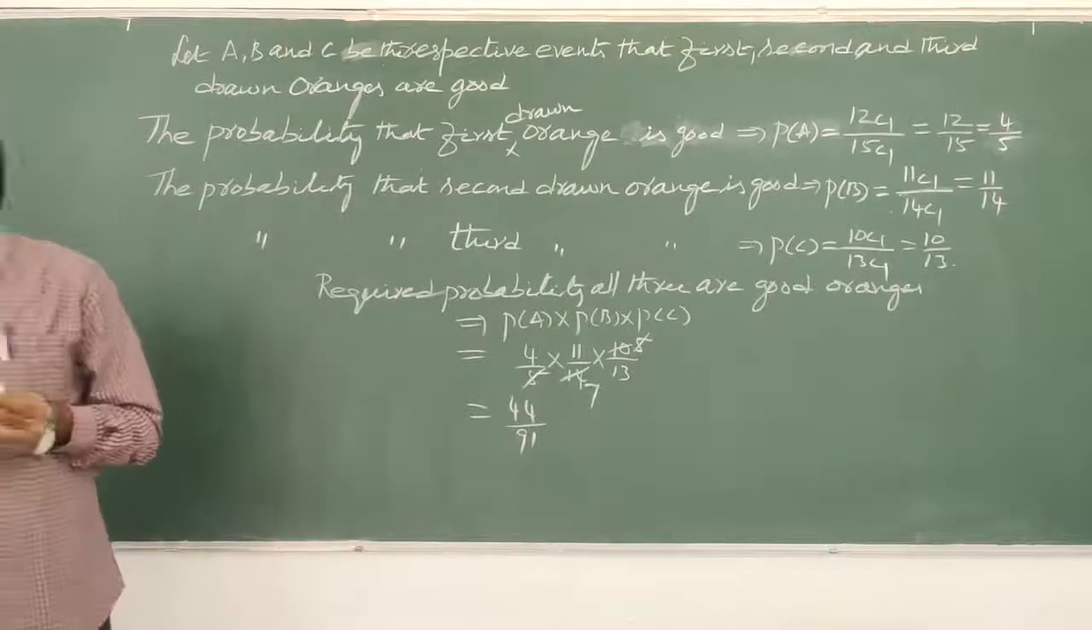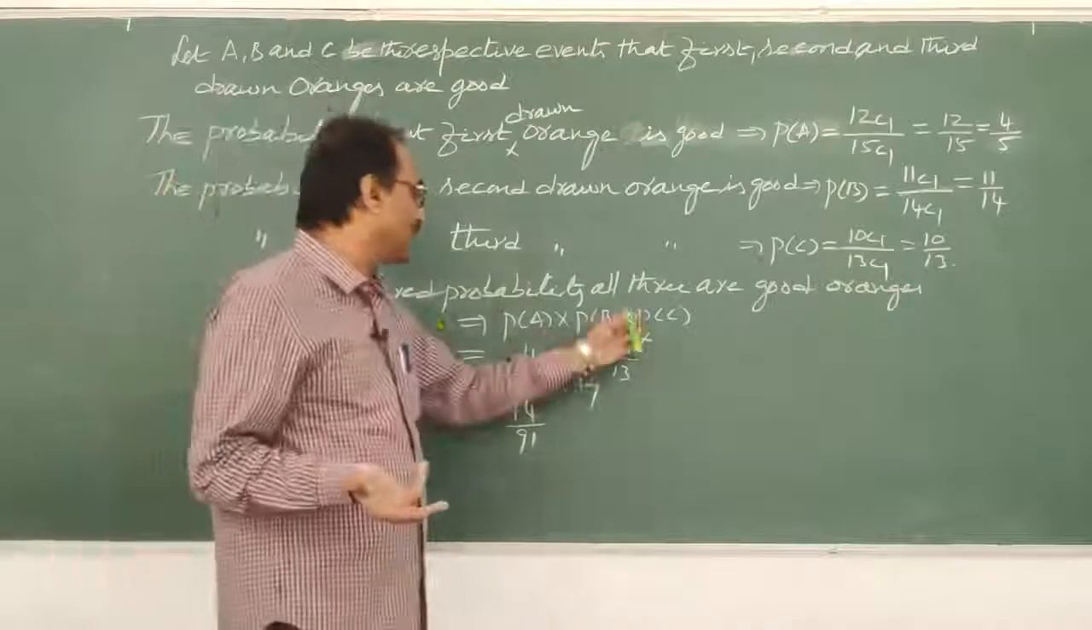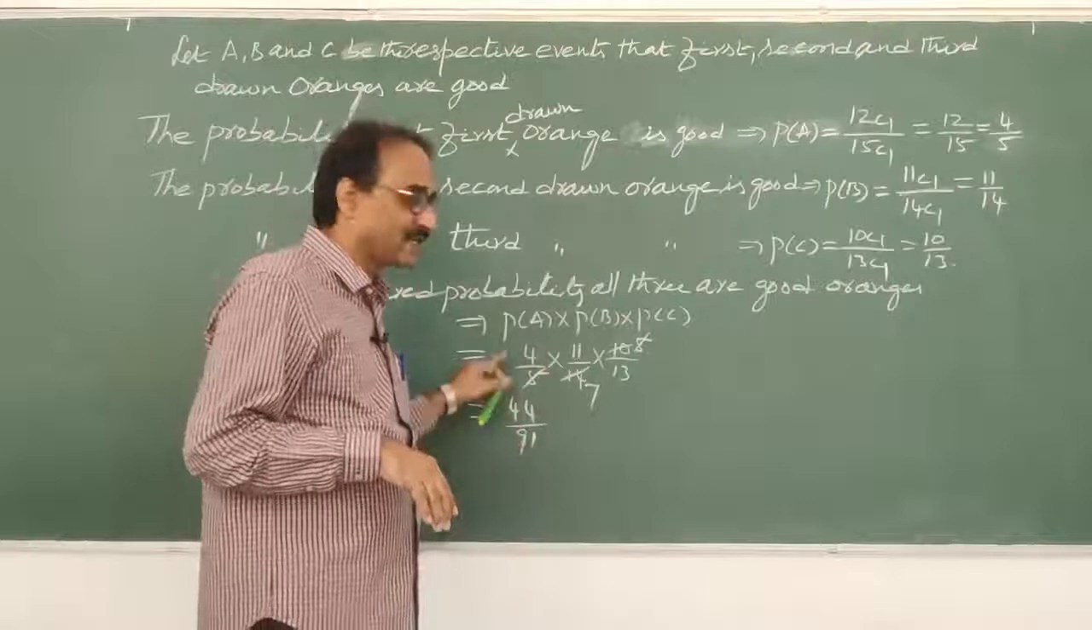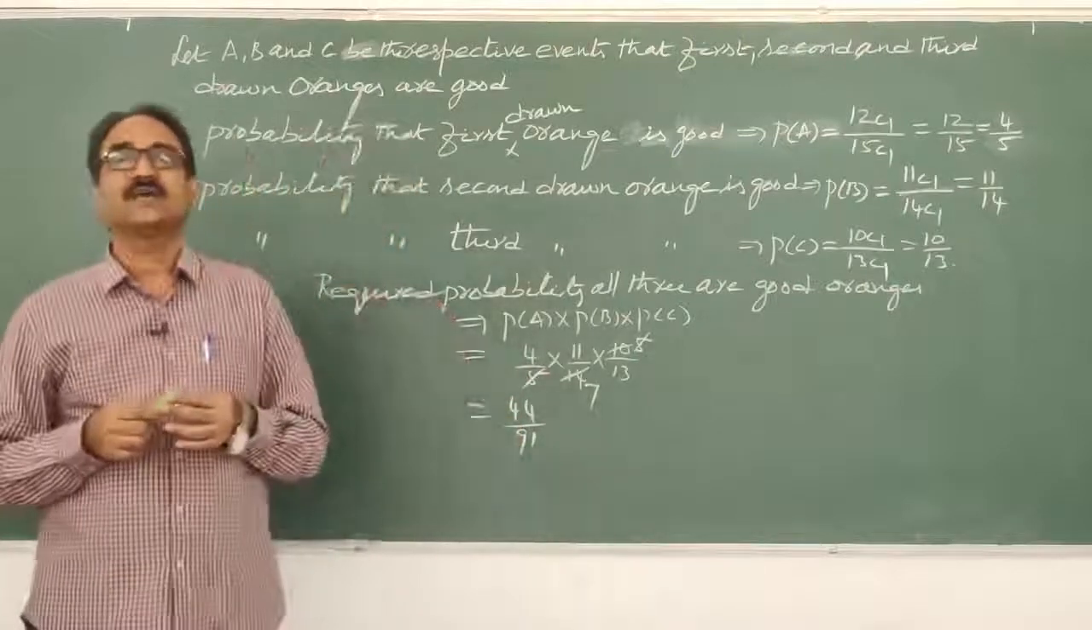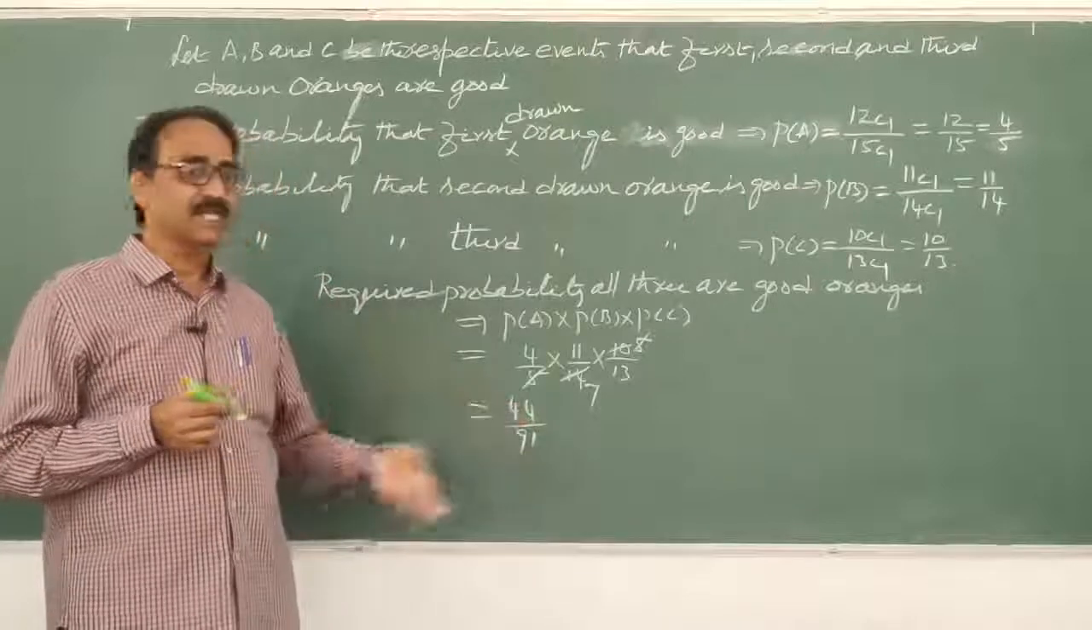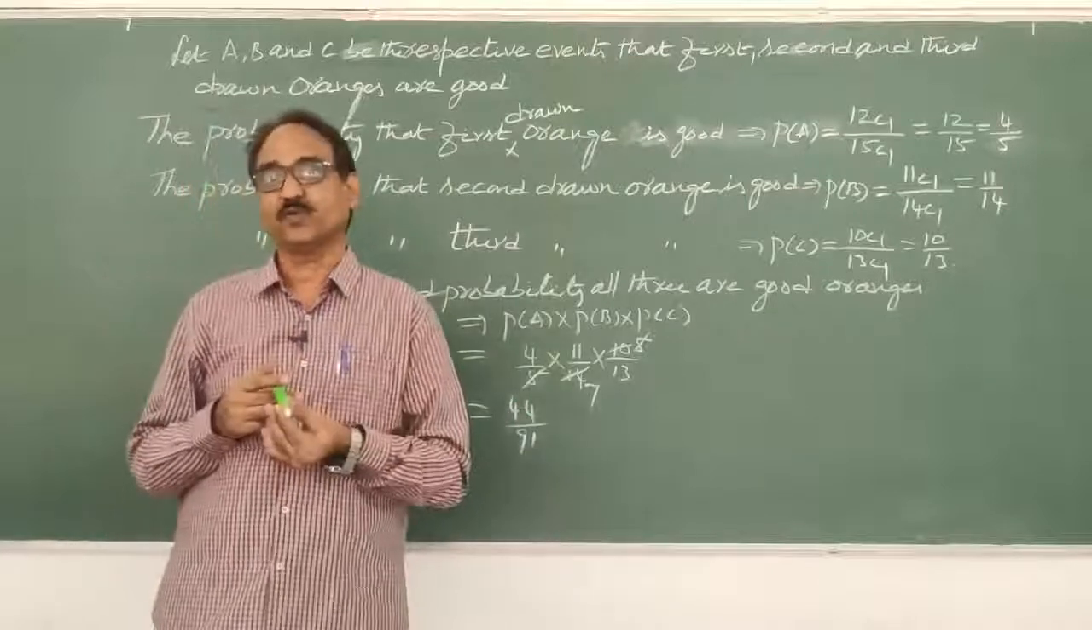Approved for sale means all good must be there. So the probability of approved for sale condition is 44 by 91. Chances are 44 by 91. Okay, more than 50% is there. So therefore chances are there for approval.